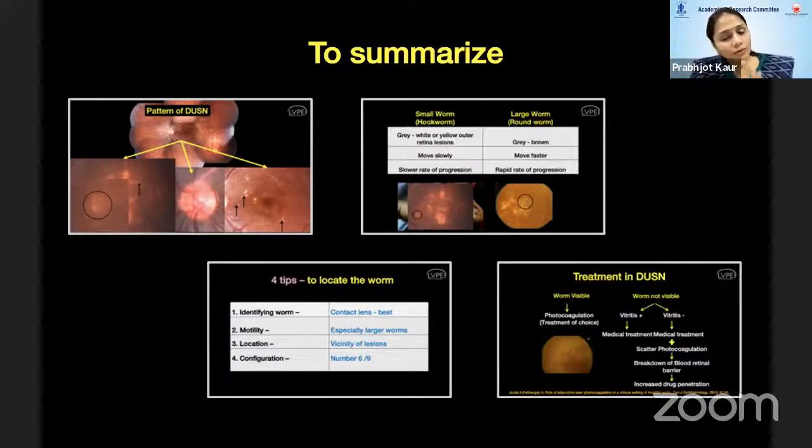And then finally, the treatment of DUSN. If the worm is visible, photocoagulate. If it is not visible, medical treatment. In the presence of vitritis, you do not need scatter photocoagulation, but in the absence of vitritis, along with the medical treatment, you should even do some amount of scatter photocoagulation. And that would help in increasing the drug penetration.